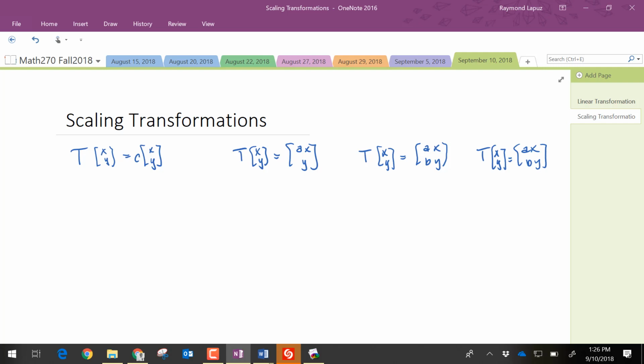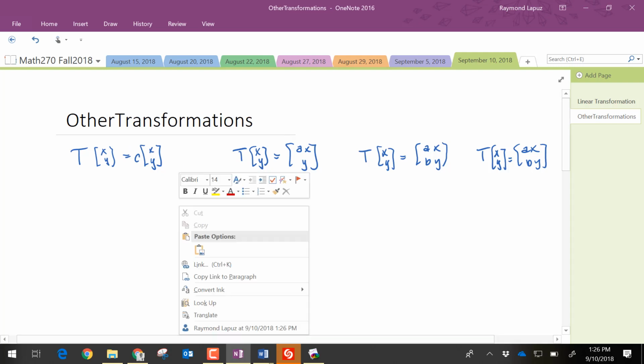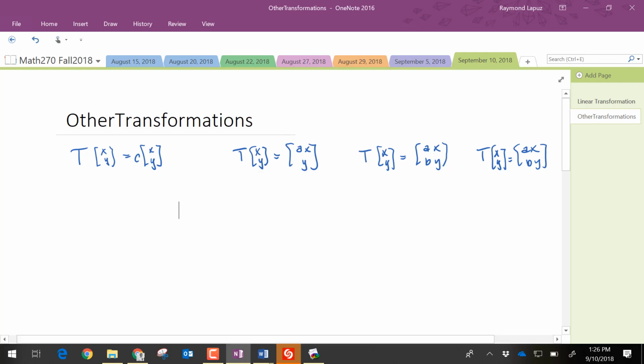We're not going to go through the proof, but you can imagine how the proof of showing that these are linear transformations goes, by going through the process that we did with the shear. Other transformations, we should say. Oh yeah, the A is not supposed to be in that first one.